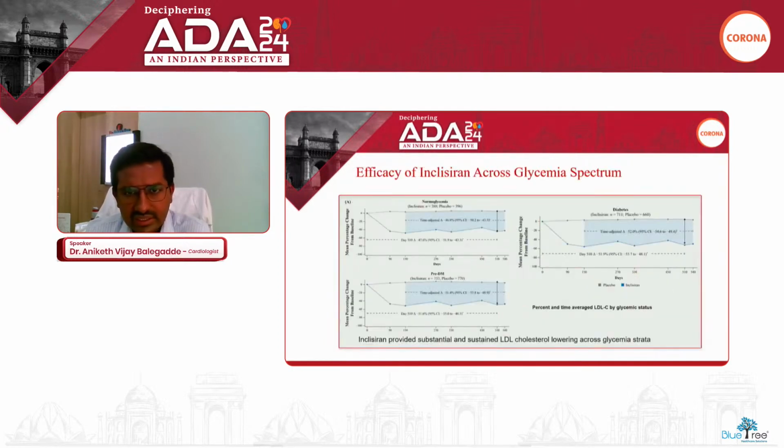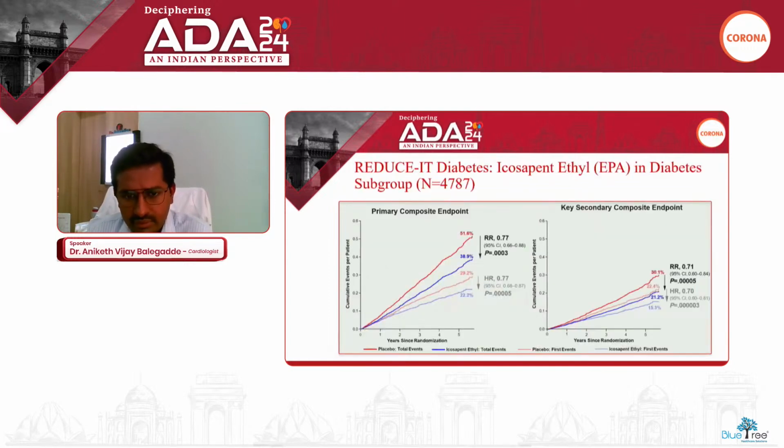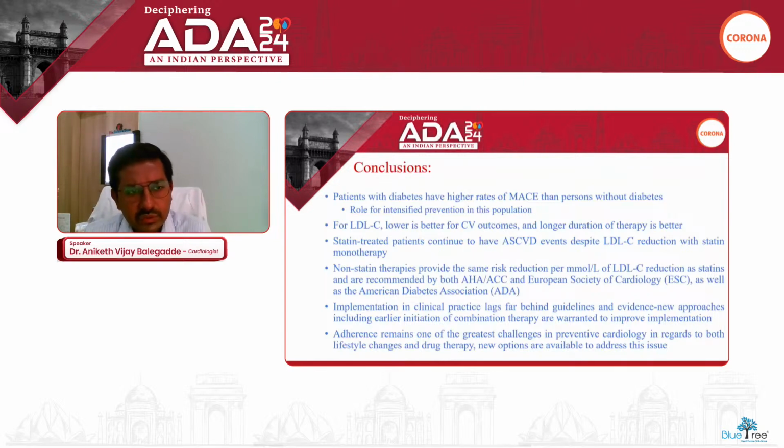So coming to inclisiran, a lot of data are still pending on inclisiran. A lot of research is already going on. It provided substantial and sustained LDL cholesterol lowering across all the glycemic strata. So a lot of data is yet to come on inclisiran. So in conclusion, patients with diabetes have higher rates of major adverse cardiac events than persons without diabetes. So they have a higher risk of ASCVD.